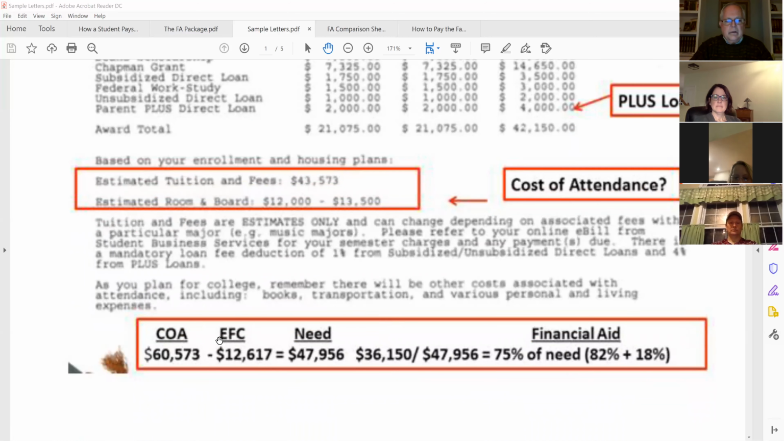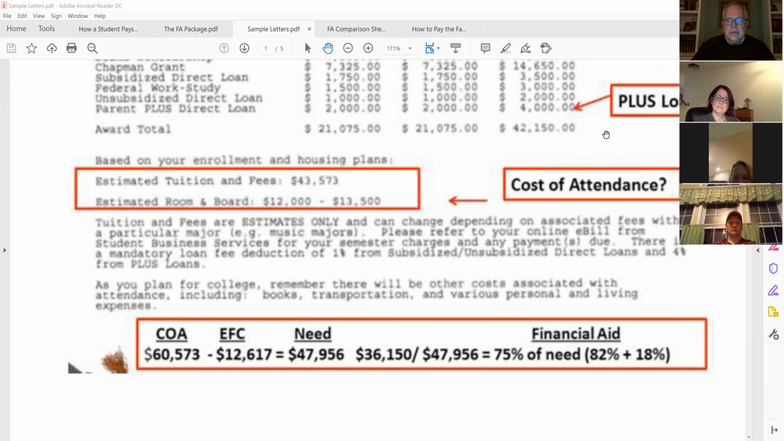And then again here, looking at the numbers, the cost of attendance minus the family's EFC in this case was 12,617, which means they had need of 47,956. Now, why is that? Why do I do this math? Because, as I remember, when I spoke last time about how financial aid works, just because you qualify for a certain amount of need doesn't mean you're going to get it.